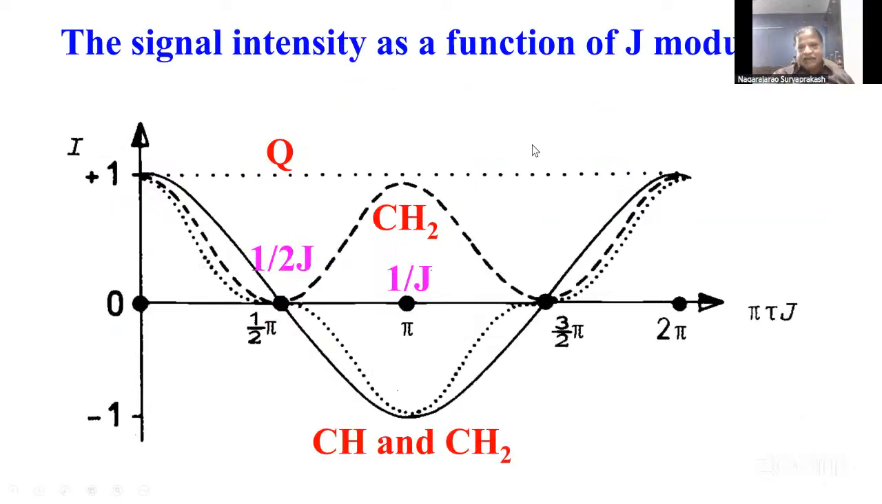And you can see diagrammatically I have shown here how the intensity changes. For CH2 and CH3, whatever, I'm sorry, this is wrong. This should be CH3. I have made a mistake. This is CH3. CH and CH3 behave identically and opposite to that of CH2.